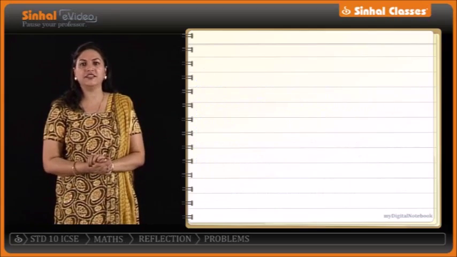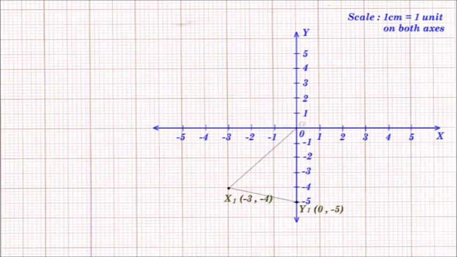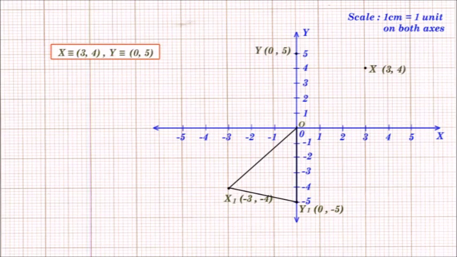Now, first of all, we take a graph sheet. We draw the x-axis and the y-axis. We mark the points X1 and Y1. Now, draw triangle OX1Y1. Now, we want to reflect this in the origin. We will get the coordinates of X as (3, 4) and the coordinates of Y as (0, 5).